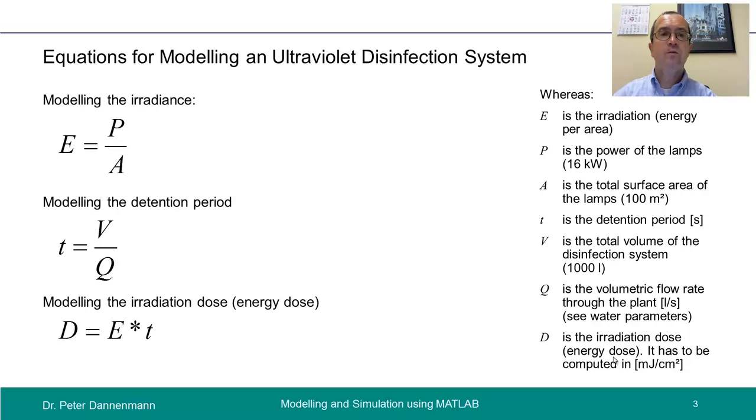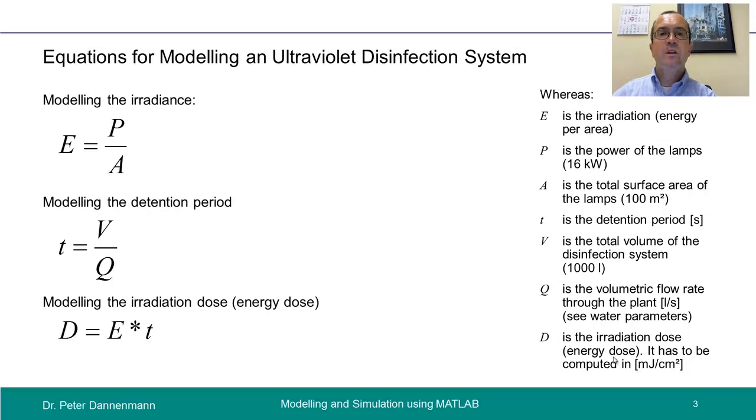When the structure of the disinfection system now is known, we can start defining the equations necessary to simulate the disinfection process. The first thing that we have to compute is the irradiance E. It defines the power acting per area unit on the water. This means the irradiance E is defined as the power P emitted by the lamps divided by the whole area of the lamps, A.